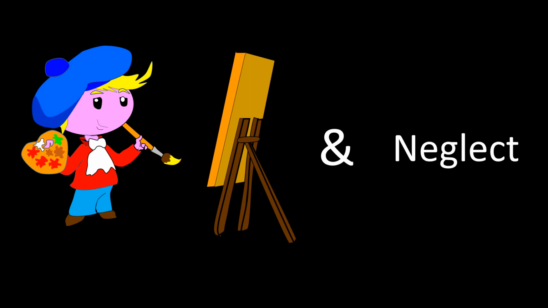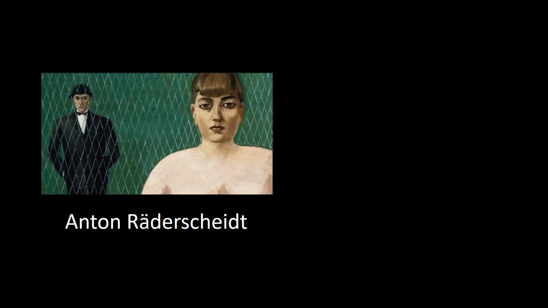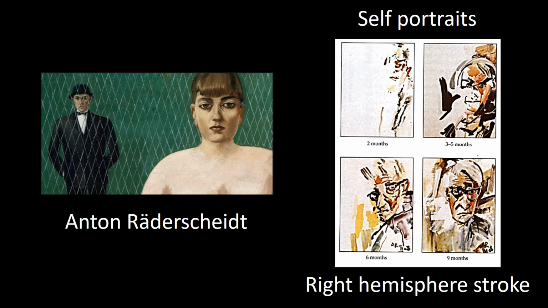Now I want to tell you about art and neglect. I will cite two cases. The first case is that of Anton Raderschild. This is one of the paintings which you may recognize from him. At 75 years of age, he had a right hemisphere stroke. After the stroke, he made several self-portraits. The time after the stroke when the portraits were done is included in this figure. Notice the evolution.